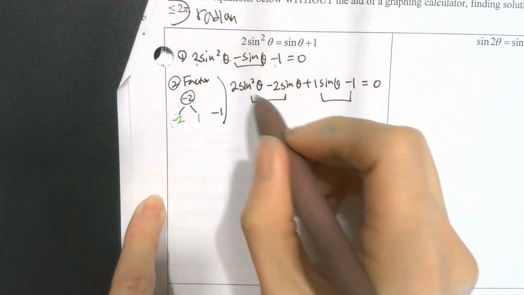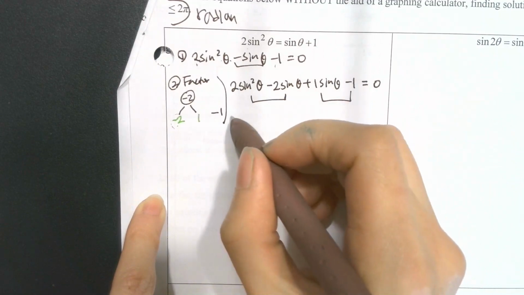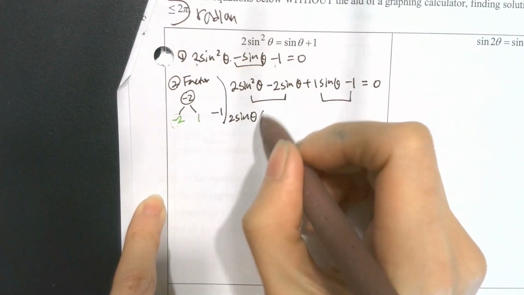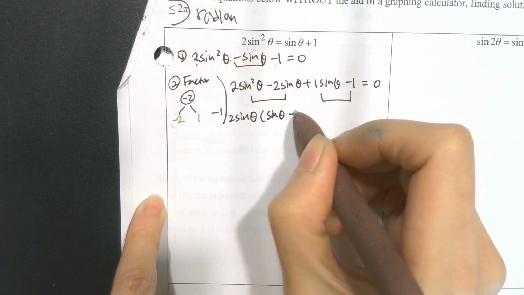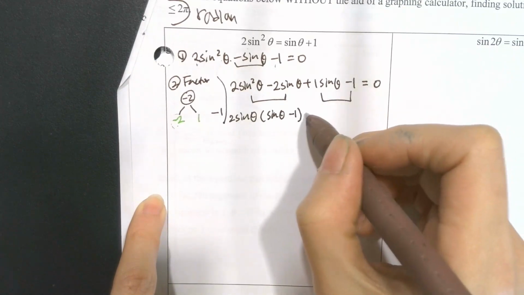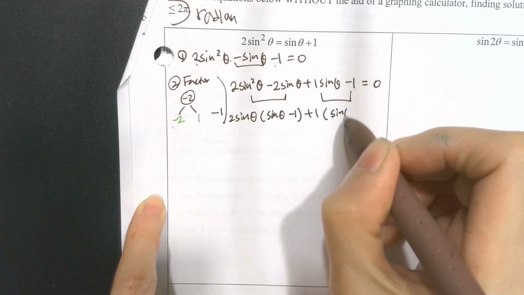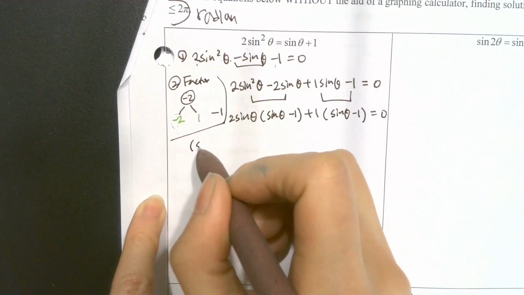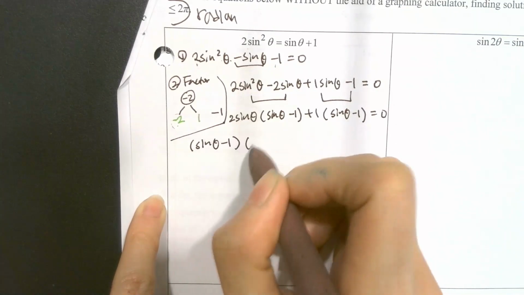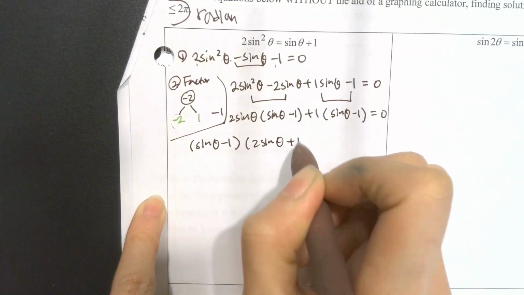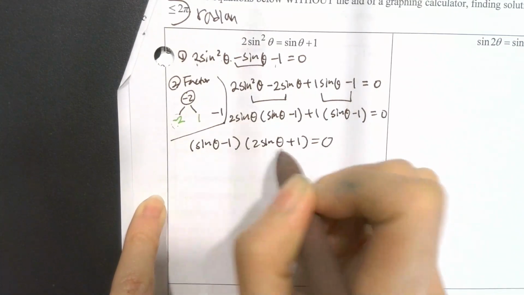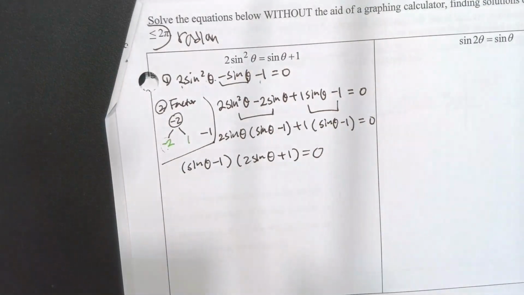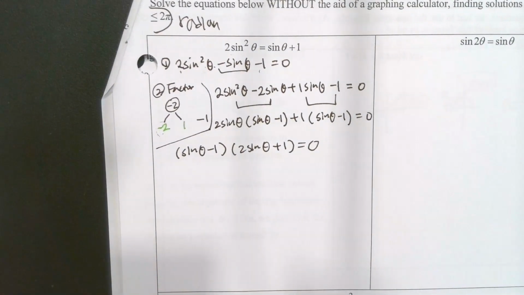Factor 2 at a time. Greatest common factor of that group is 2 sine theta, left with sine theta minus 1. These two, GCF is 1, sine theta minus 1. Okay, let's keep factoring. Sine theta minus 1 times 2 sine theta plus 1 is equal to 0. Can I factor any further? No. Alright, so we're done factoring.